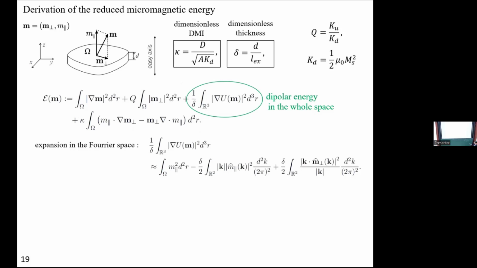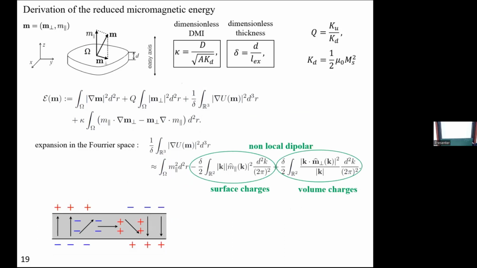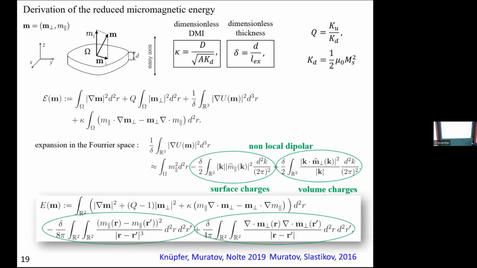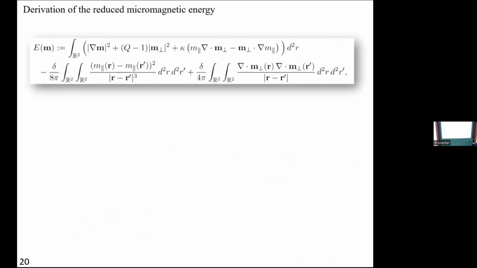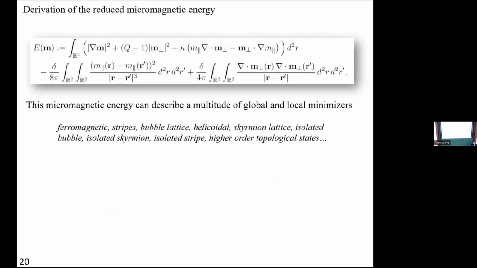And working in this thin film regime, we are expanding in the Fourier space, and we are obtaining these three terms. So the first represents the local dipolar term that was taken into account before. And we have two new non-local dipolar terms, one corresponding to what we call surface charges, which will lead to a decrease in the energy and stabilize the skyrmion, and another one which represents a cost and which is related to volume charges. So this is our energy, and this in itself contains a lot of things. It can describe the ferromagnetic state, the stripe state, a bubble lattice, the helicoidal state, and so on.